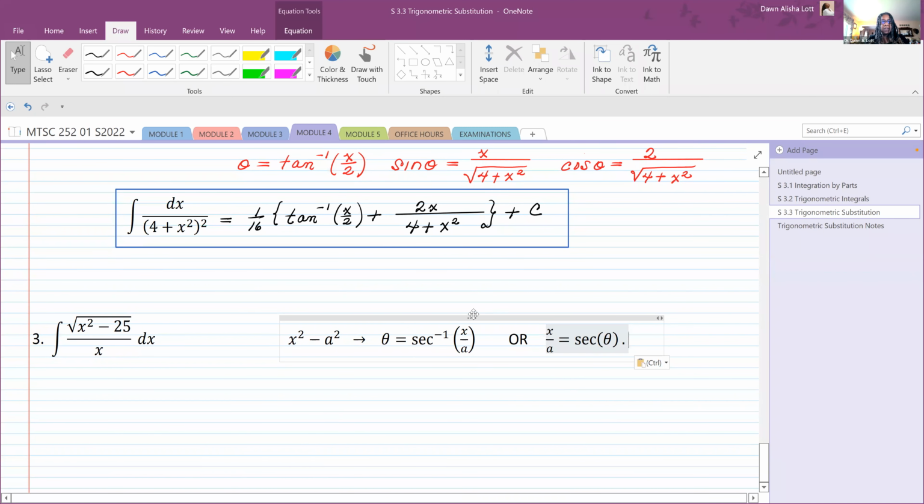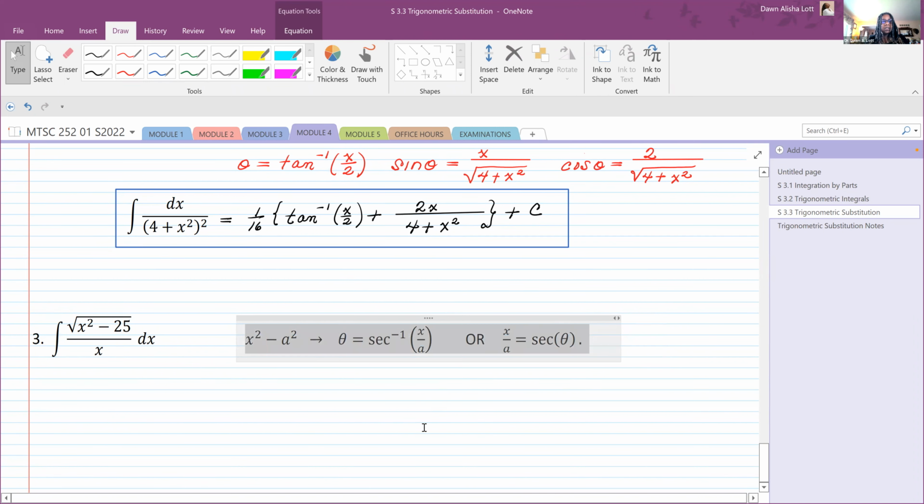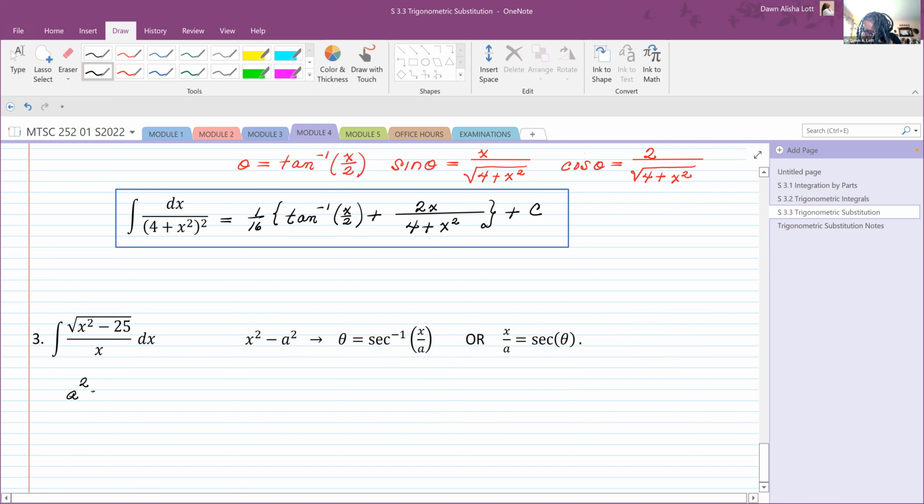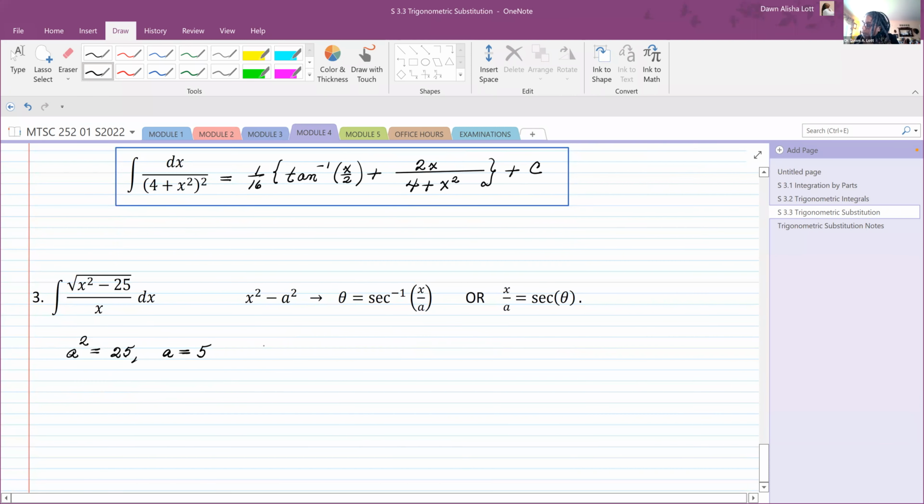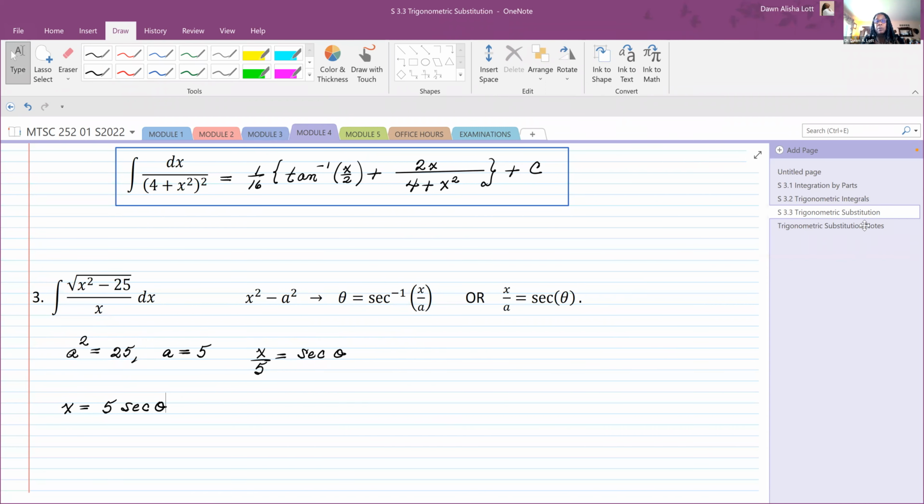So here, for this one, we have x squared minus a squared. Clearly a squared is 25, so a is 5. And we're going to have x over 5 is going to be the secant of theta. So x is going to be 5 times the secant of theta. So now I need to get my little trusty triangle.